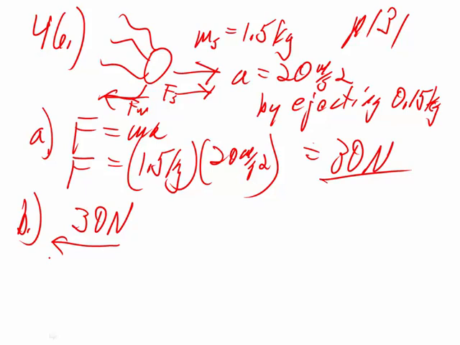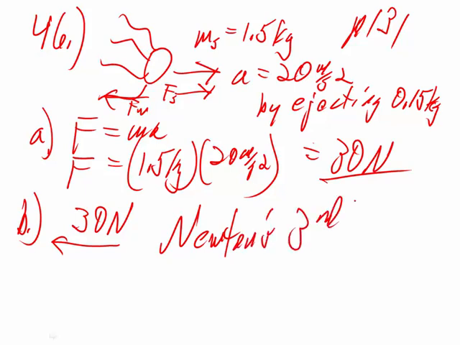And you say, well, how can you say that? Because of Newton's third law, folks, which says that with every action there's an equal and opposite reaction, all right? So if there's 30 newtons in this direction, there has to be 30 newtons in the opposite direction. And then let's look at the last part, C.